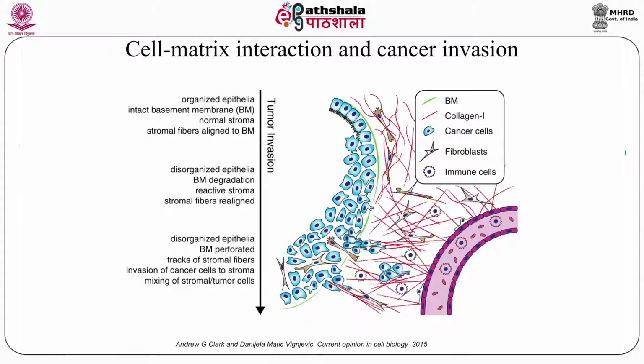Cancer cells often lose apical basal polarity and apical cilia and may appear disorganized due to reduction in cell-cell contacts and cytoskeletal reorganization. At this stage, it is called carcinoma in situ. The cancer cells are still encapsulated by the basement membrane. Due to the crosstalk between tumor cells and stromal cells, the stroma becomes reactive.